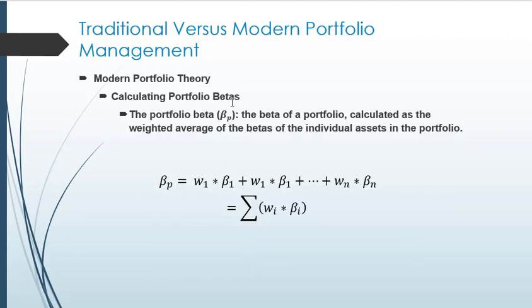So to find the beta of a portfolio, it's the weighted average of the betas in the portfolio. These are all the betas of individual stocks, and the W's represent the weights, the proportions that are invested in those betas.